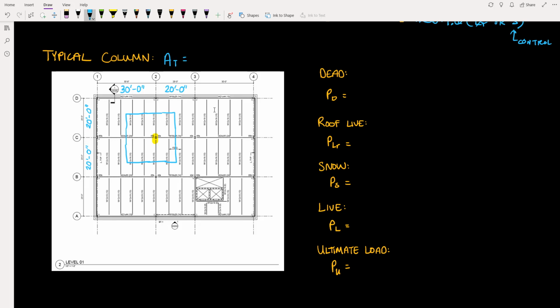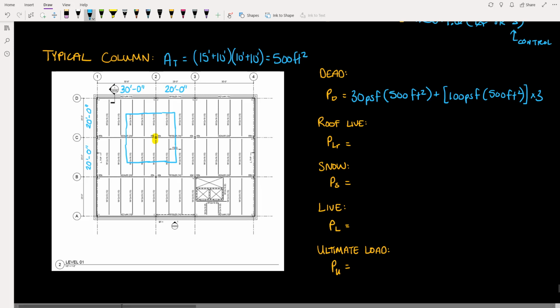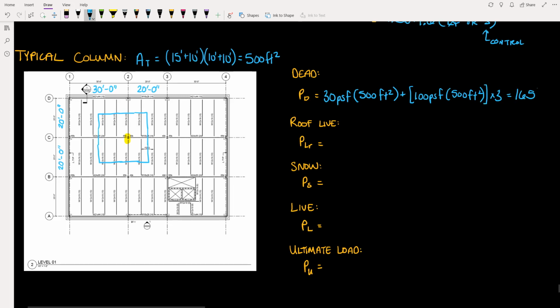And it's going to equal 15 feet plus 10 feet times 10 feet plus 10 feet. 500 square feet. So now the dead load on the roof was 30 pounds per square foot times 500 square feet. The dead load on the floors was 100 pounds per square foot times 500 square feet, and there are 3 total floors. So that gives us 165 kips.